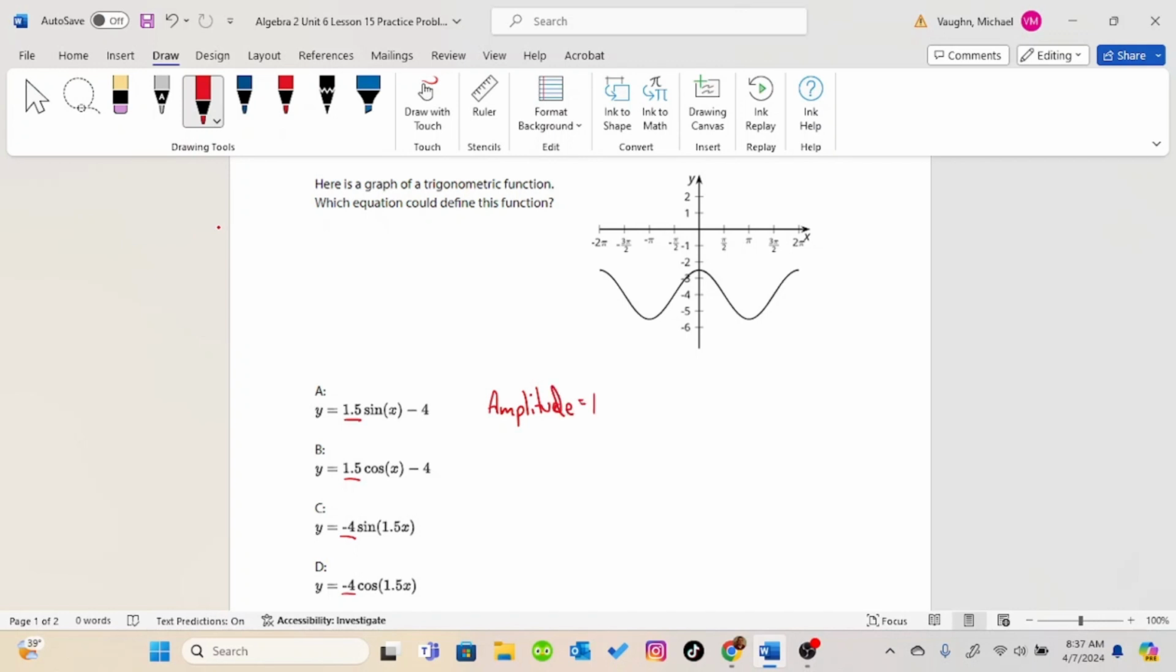So A has an amplitude of 1.5. B has an amplitude of 1.5. C has an amplitude of -4. And D has an amplitude of -4.